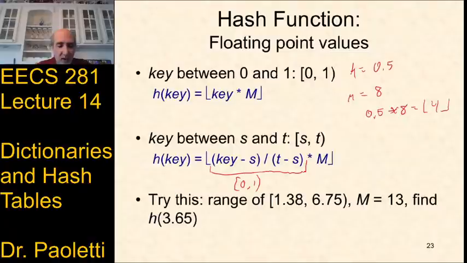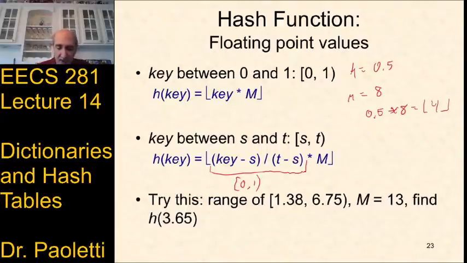Now that I have the range 0 to 1, I do what I did before. I multiply by m, and I take the floor of that. Now we've got an example here. It says, okay, try this. We've got a range, we've got an m, we've got an h, so we have to figure this out.